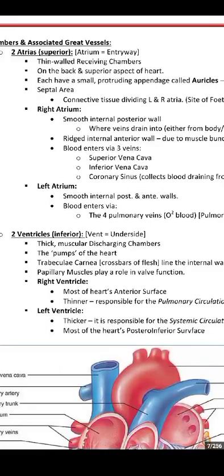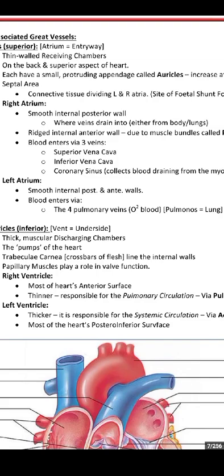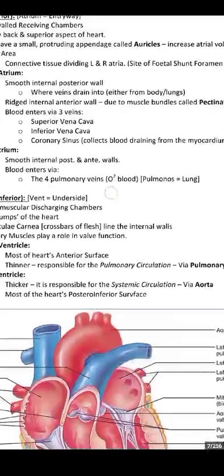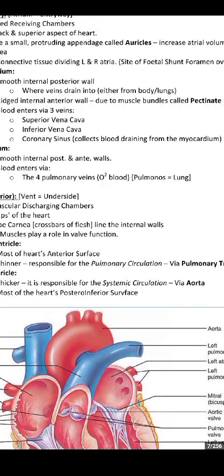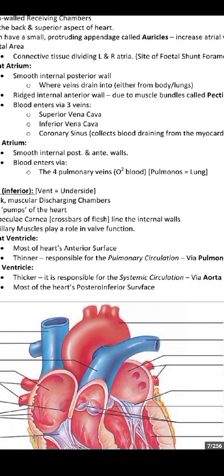Okay, so we talk about the 2 atria, which are the right and the left. The right atrium has a smooth internal posterior wall. The veins drain the blood from the lungs and the body into the right atrium. The blood from the body is deoxygenated, and from the lungs it is oxygenated, and the blood is drained into the right atrium. Next, it has a rigid internal anterior wall, due to the muscle bundles called pectinate muscles. So in the right atrium there are pectinate muscles.